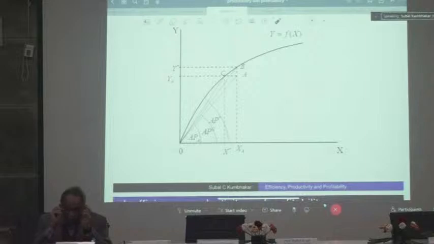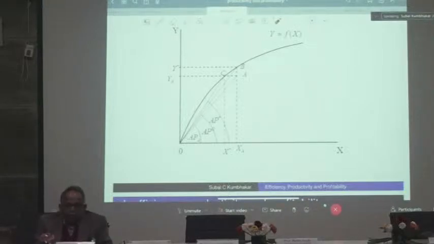Because if your output is lower, your cost is the same as your neighbor's, right? Then what is happening? If your output is lower, your revenue is lower. So your profit is going to be lower because your cost is not lower, because you are using the same amount of X as your neighbor. But your revenue is less because your output is less. So obviously your profit is going to be lower. Okay.